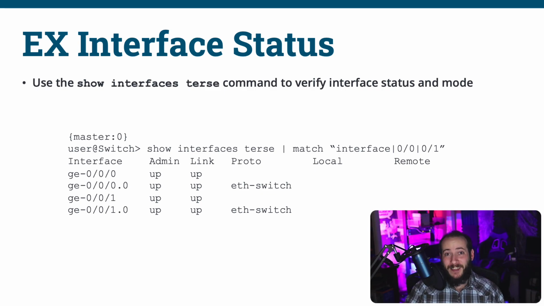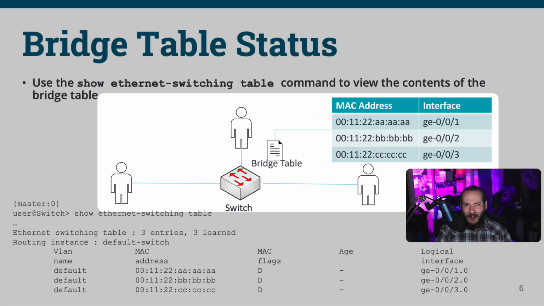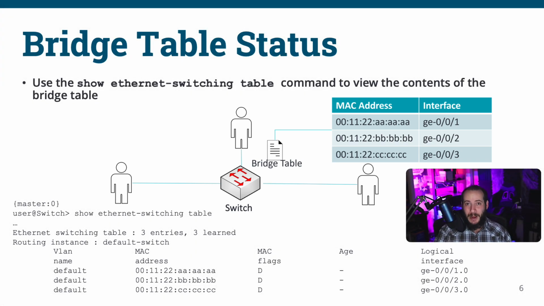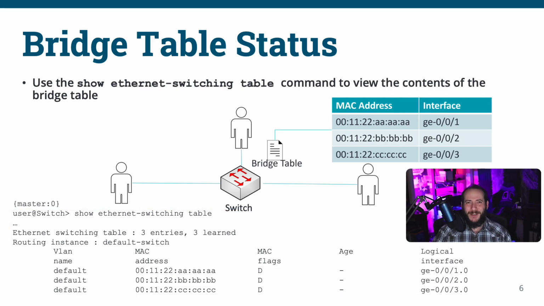Since we've confirmed that the configured interfaces are indeed participating in bridging, let's check the bridging table to confirm that we're learning any MAC addresses on those interfaces. We use the show ethernet-switching table operational mode command to view the contents of the bridging table. As we see up here, there should be 3 devices connected to our switch on ge-0/0/1, 2, and 3. When reviewing the output of our command at the bottom, we see each of these 3 devices are successfully being learned. Let's take a closer look at this output.